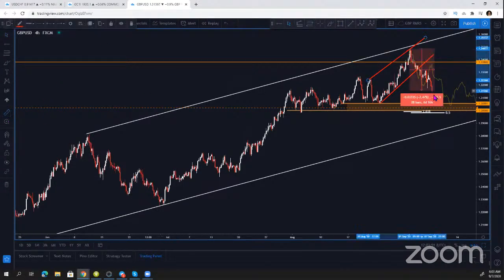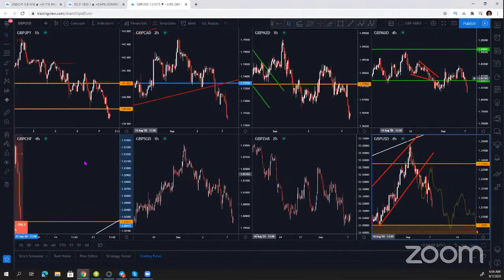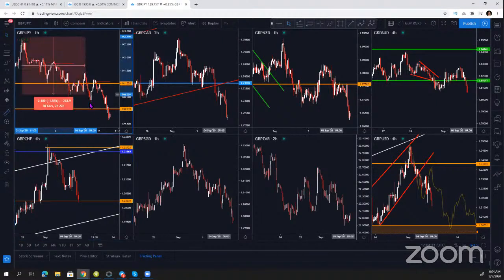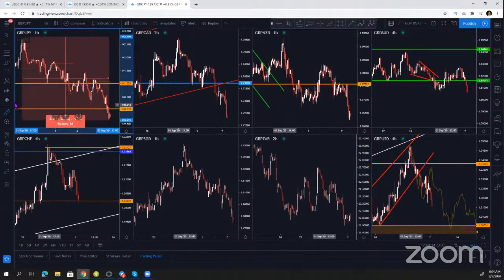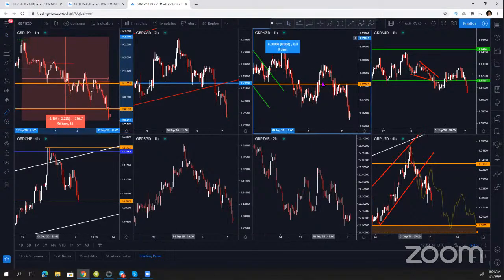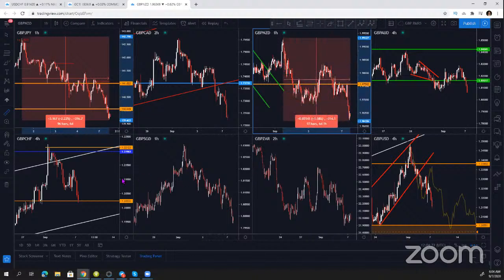We have a 343 pip move. So the move of the pound versus the US dollar is much stronger than the pound versus the Swiss franc. Let's calculate the pound versus the yen. That's a 300 pip move. And then let's calculate the pound versus the New Zealand dollar. That's a 300 pip move.